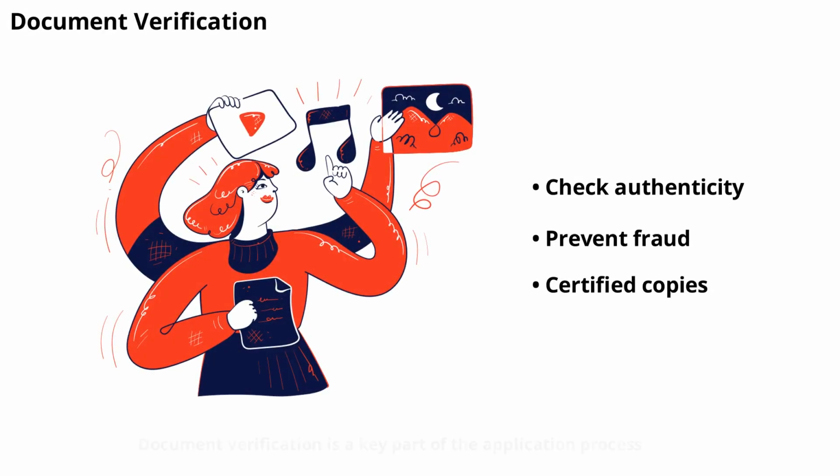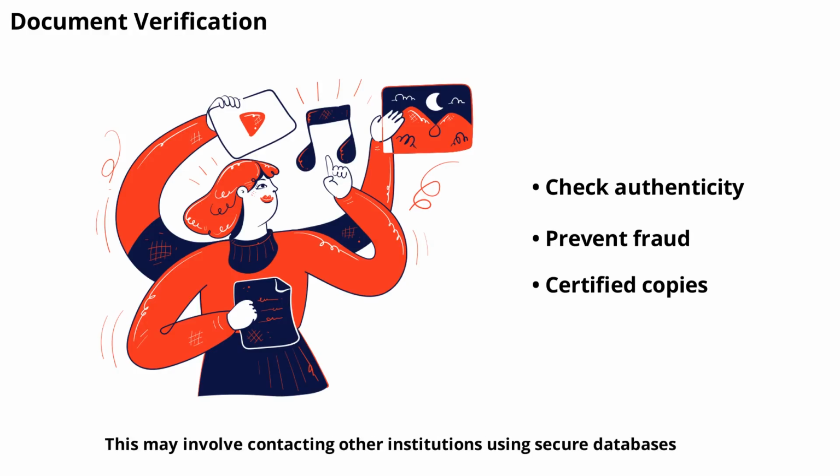Document verification is a key part of the application process. Agencies check your submitted documents to confirm their authenticity and accuracy. This may involve contacting other institutions, using secure databases, or requesting certified copies. Proper verification helps prevent fraud and ensures that only eligible individuals receive government services.